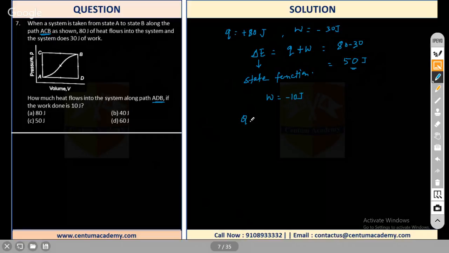So we can find out Q, that will be equal to delta E plus W, and that will be 50 minus 10, which is equal to 40 joule. Correct.